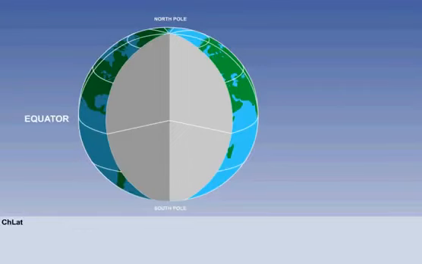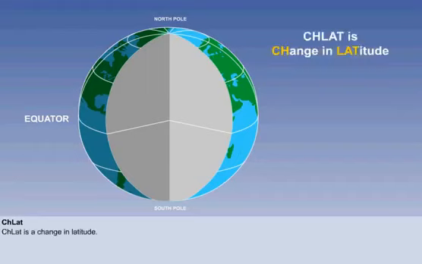We have seen that latitude is measured in degrees, either north or south of the equator. We will now look at what happens when we move from one position to another, in terms of the change in the latitude. CPL is an abbreviation for a change of latitude, from one latitude to another latitude.